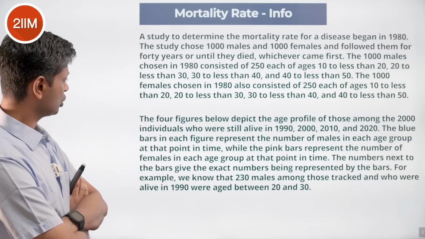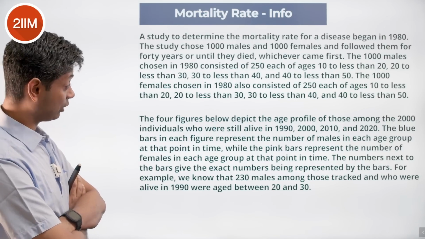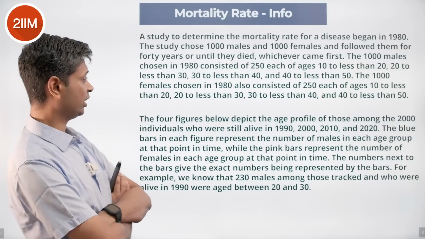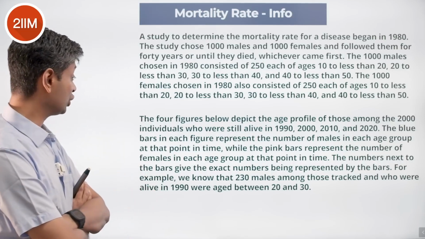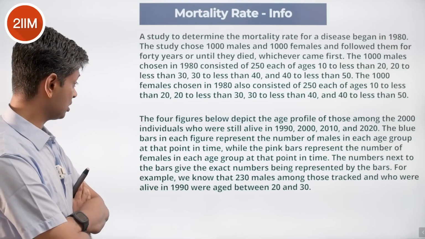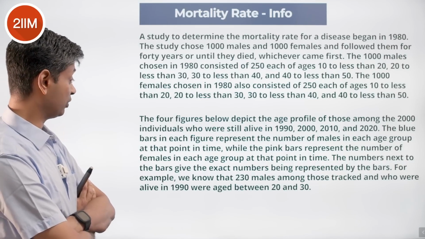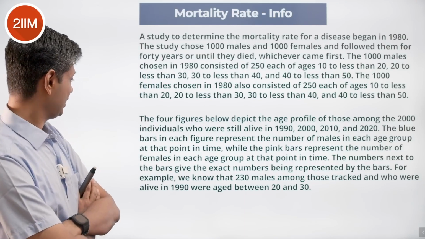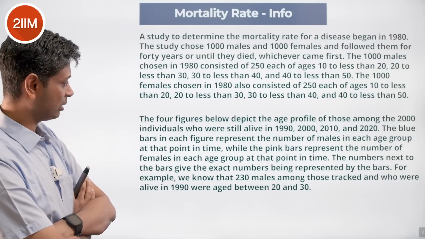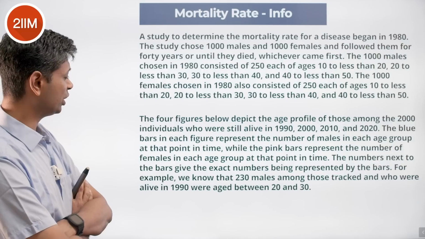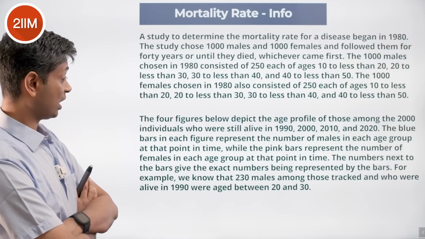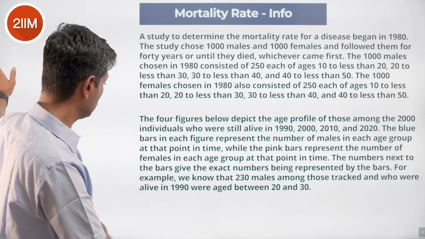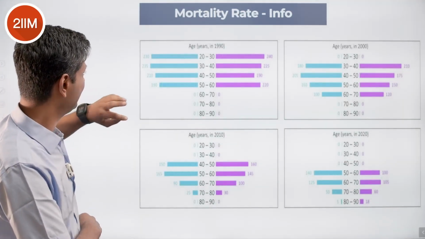The 4 figures shown below depict the age profile of those among the 2,000 individuals who were still alive in 1990, 2000, 2010 and 2020. The blue bars in each figure represent the number of males, while the pink bars represent the number of females. So cliched, so stereotyped. The numbers next to the bars give the exact numbers being represented by the bars. For example, we know that 230 males among those tracked and who were alive in 1990 aged between 20 and 30.